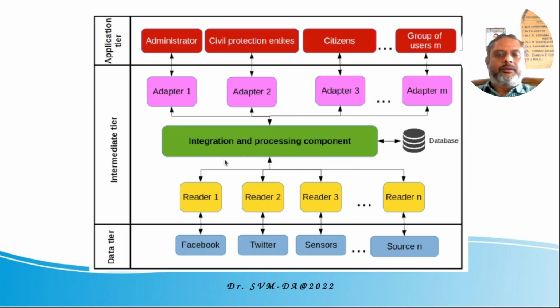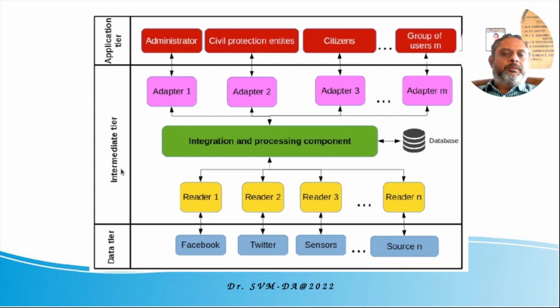Another way of looking at it. So we have a multi-tier work. So there is a data tier where the actual data is available. So the data may be available from Facebook, may be available from Twitter, may be available from sources like sensors and many such things.